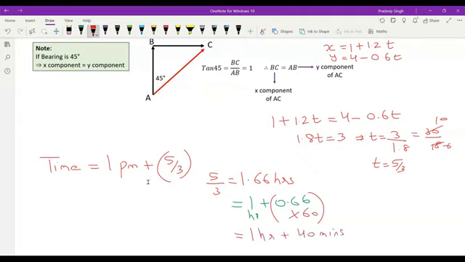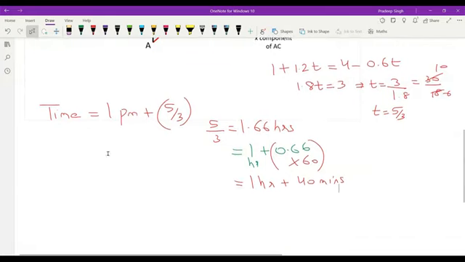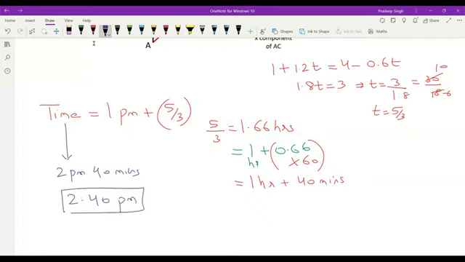Now we need to add this much time to the original time of 1 p.m. So 1 p.m. plus 1 hour is 2 p.m., and we add another 40 minutes to it. So the final time will be 2 p.m. 40 minutes, which is basically 2:40 p.m. And that's the answer for part B.